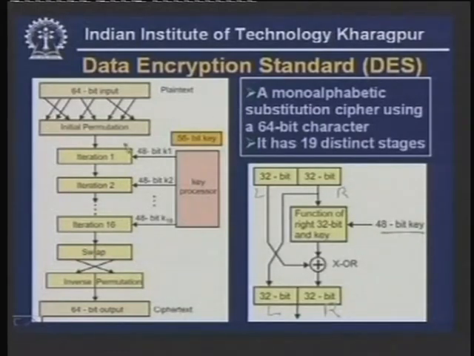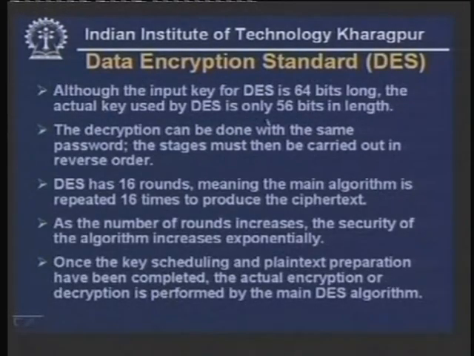In this way, after passing through 16 such iterations, the two 32-bit halves are swapped, and an inverse permutation, which is the opposite of the initial permutation, is performed. So altogether, as you can see, it has 19 distinct stages, starting with the initial permutation, 16 different iterations, then the swap and then the inverse permutation. So, altogether 19 distinct stages are there to generate the cipher text, and these are the typical features of the Data Encryption Standard.